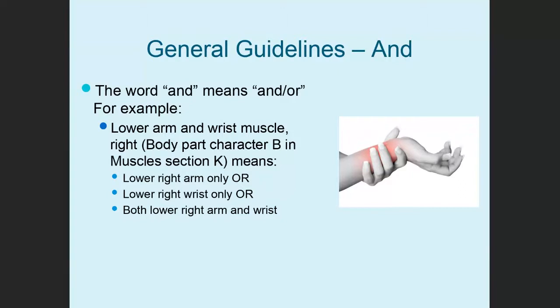First, let's talk about the general guidelines. Some body part values include the word "and." "And," according to the guidelines, means "and/or." For example, in the lower arm and wrist muscle, right, body part character B in the muscles section K, this means lower right arm only, lower right wrist only, or both lower right arm and wrist.